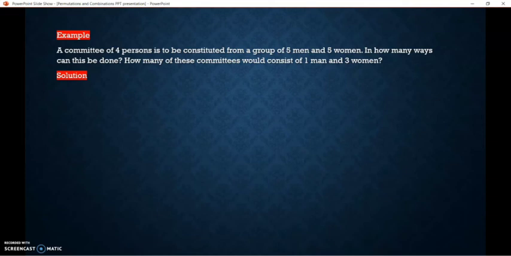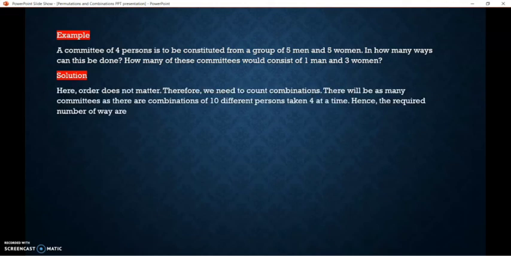First of all, I have 10 people, 5 men and 5 women. So altogether there are 10 people, and I want to choose 4 people at a time. In how many ways can I do that? As many combinations of 10 people taken 4 at a time. So the first answer is, there should be 10C4 possible committees. That is exactly 210 committees in this setup. Is this clear?